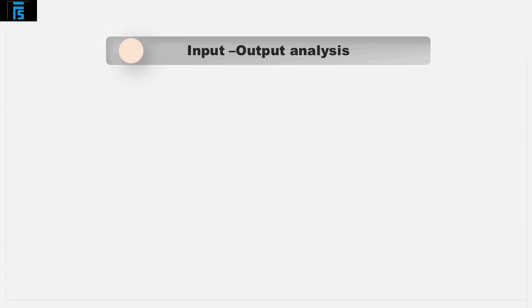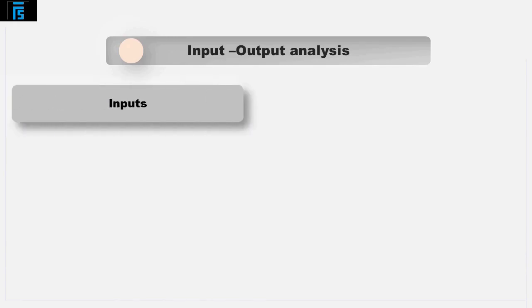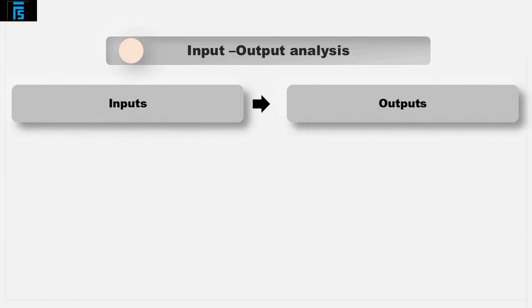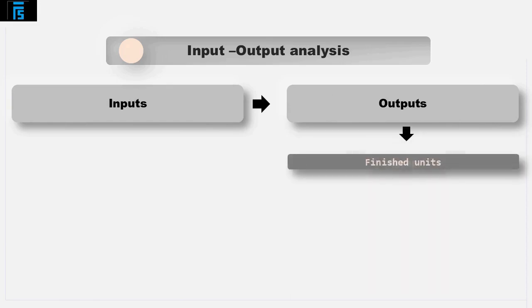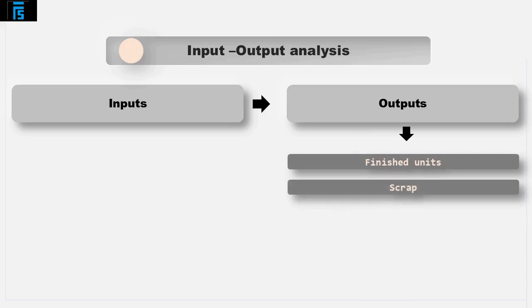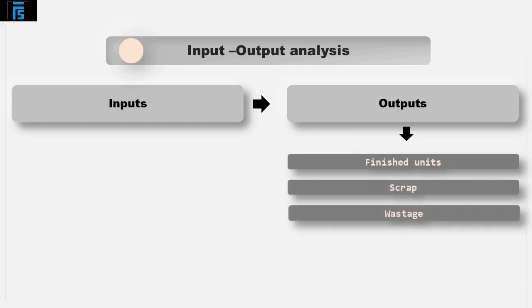Input-output analysis. The logic here is that all inputs to a process must be traced to outputs. This approach forces an organization to consider all outputs from a process, regardless of whether they result in a finished unit of production, scrap item that can be disposed of, wastage, or other. Thus, any waste or pollution can be tracked on both a physical and a cost basis.